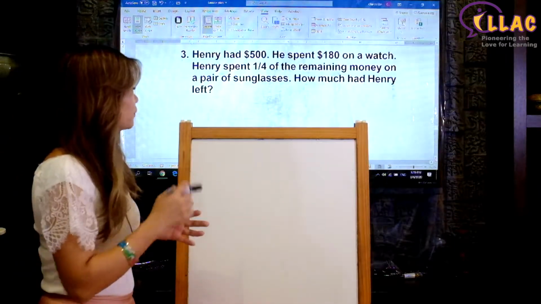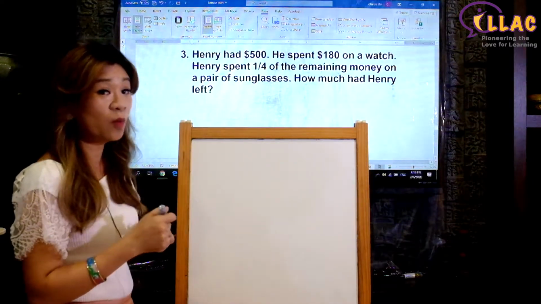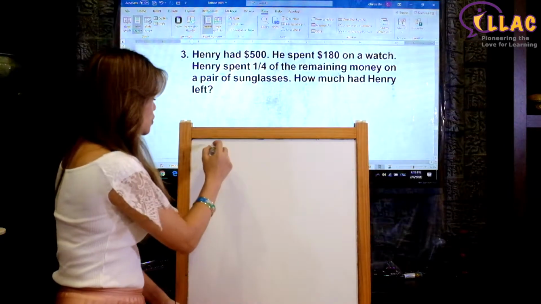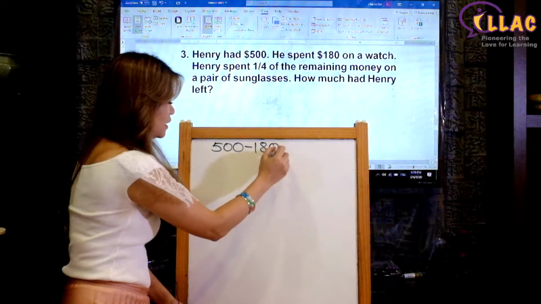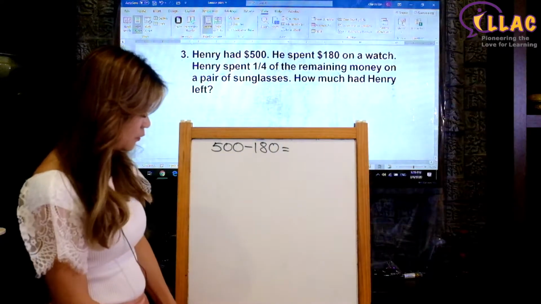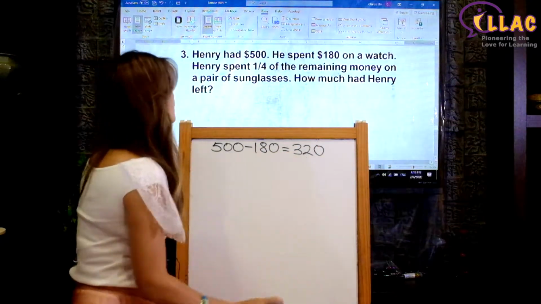Let's try another concept. For this question, Henry had $500. He spent $180 on a watch. Before we carry on, we'll straight away do 500 minus away the $180 first so that we can find the remainder. In this case, the remainder will be $320.